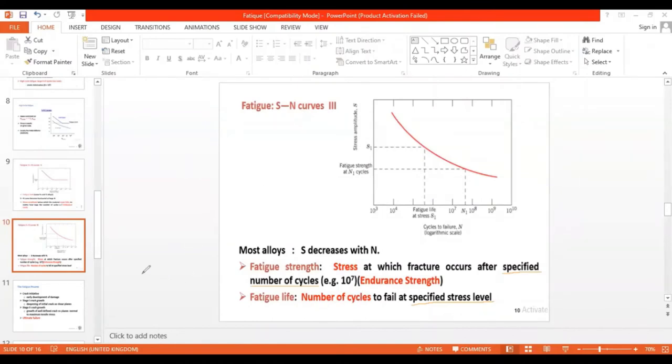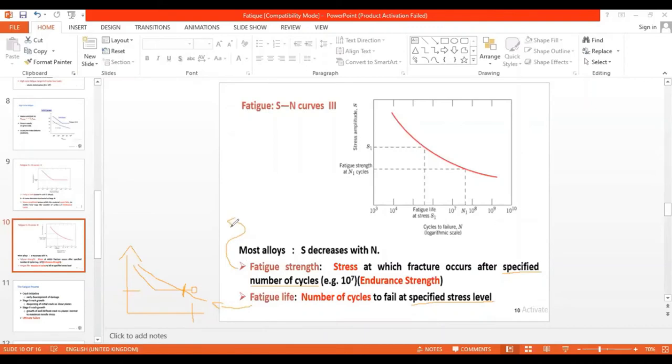Say for example, I specified this as my stress level. It will come like this and stay here. So the number of cycles to fail at the specified stress level: how many cycles does it take at this level to fail? This need not be like this, it can be something like this also. So at this point, for how many cycles is it staying? This is fatigue life.